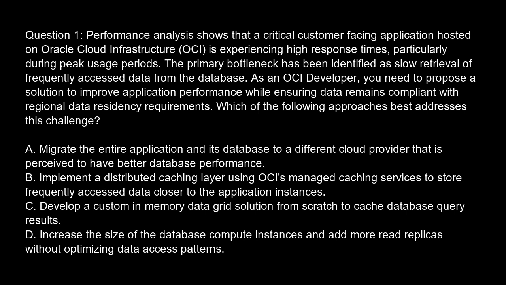Option A. Migrate the entire application and its database to a different cloud provider that is perceived to have better database performance. Option B. Implement a distributed caching layer using OCI's managed caching services to store frequently accessed data closer to the application instances. Option C. Develop a custom in-memory data grid solution from scratch to cache database query results. Option D. Increase the size of the database compute instances and add more read replicas without optimizing data access patterns.